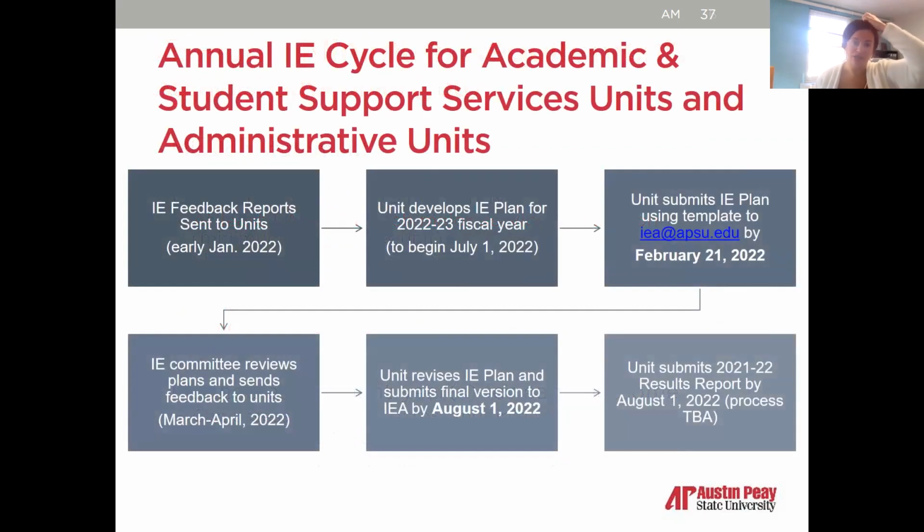So time-wise, just to look at this for these 2 types of units, our office is currently compiling feedback reports for those of you that submitted results reports from last year, from 2020, 2021. The committee reviewed those, and we have now made feedback reports. If you submitted results for 2020, 2021, you will receive a feedback report from us. Allie hopes to get those out to these units this afternoon.